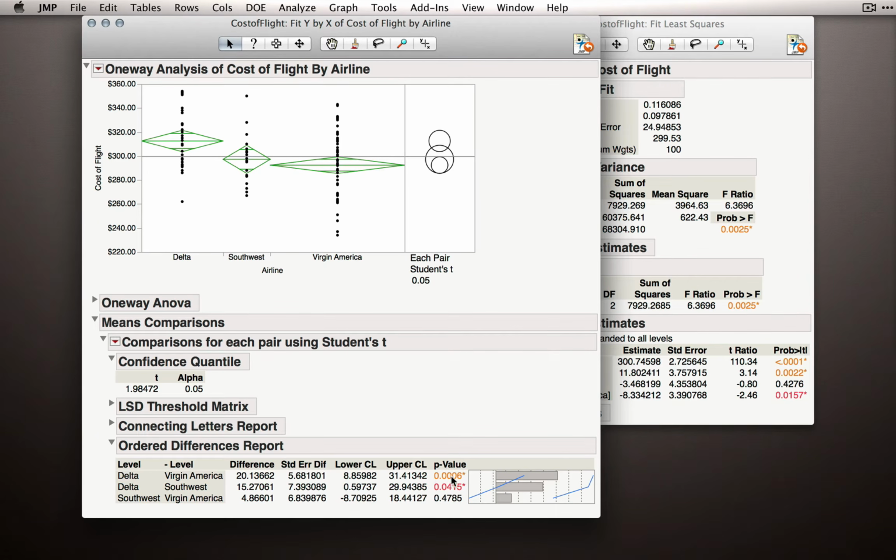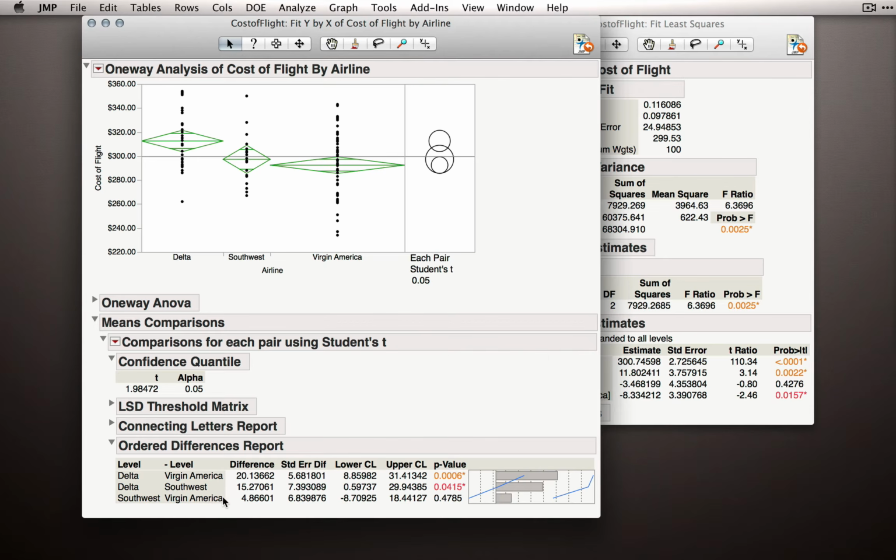This p-value is reporting for us the probability of observing a difference as extreme as the one we observed, or more, between those groups, if the null hypothesis is true. The null hypothesis for each of these tests is that the difference is 0. So what we have in this table are those 3 tests we talked about: Delta versus Virgin, Delta versus Southwest, and Southwest versus Virgin America.